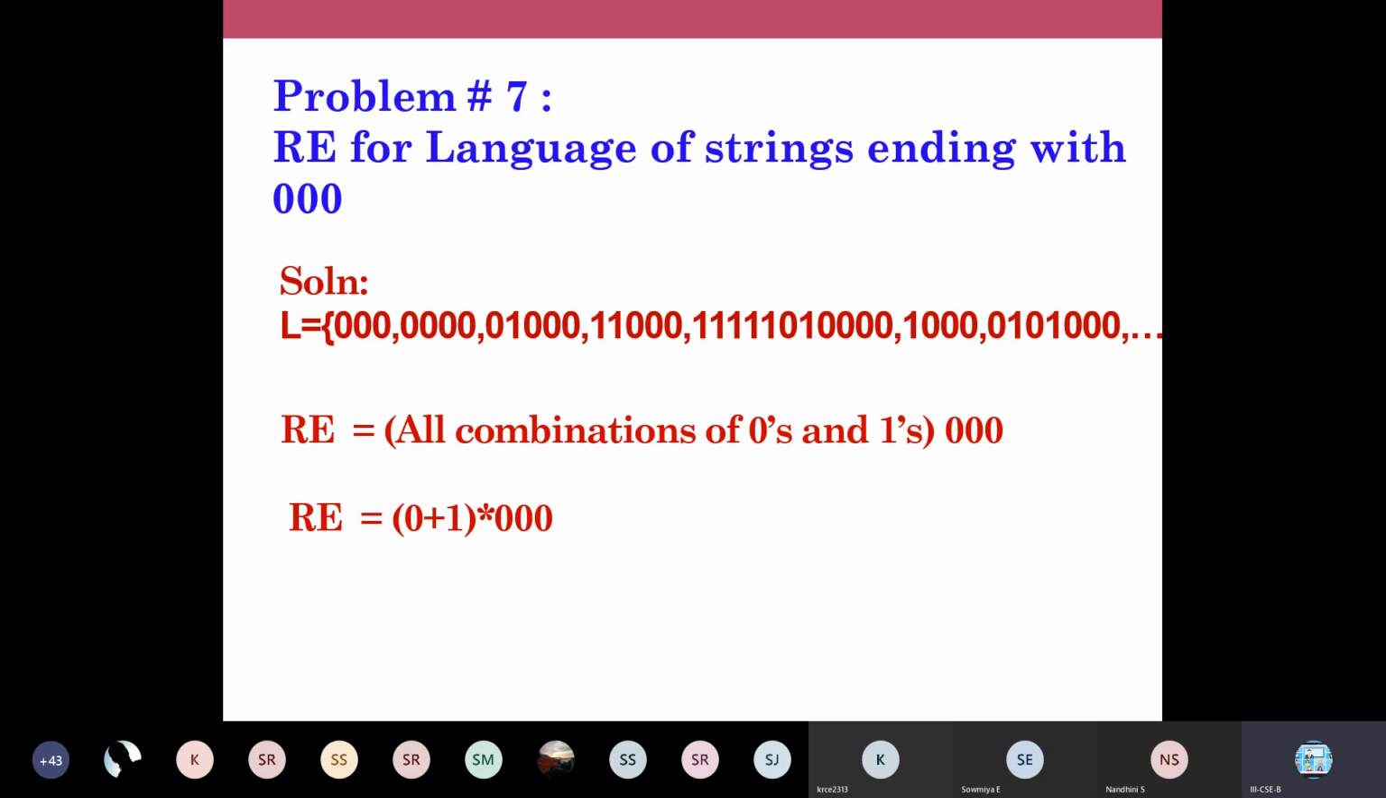So for the ending with problem, they have given a hint, is it not? Ending with a particular pattern. Write that pattern at the end, and in the initial part, you have to consider it as 2 parts. Whenever there is a condition, you imagine there are some parts. So in ending with problems, you consider it is 2 parts: the last part and the first part. In the last part, you write 0, 0, 0. In the first part, you write 0 plus 1 the whole star. Yes. Do you have any doubt?